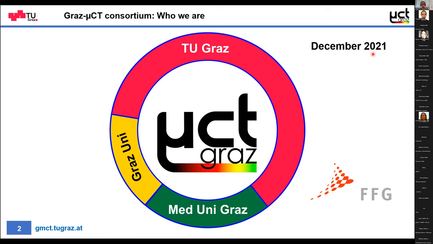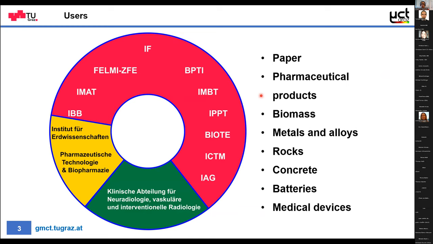So basically, we are a facility that offers X-ray micro computed tomography infrastructure and service to study the internal structure and behavior of materials at different length scales. In this consortium, there are 13 institutes, let's say the VIP members. They have a really broad spectrum of interest, as you can see here. They are interested in paper, pharmaceutical products, biomass, metals and alloys, rocks, concrete, batteries, and medical devices. However, we are not restricted to these institutes. We also have measurements with other institutes and other researchers, and we also do some commercial measurements.